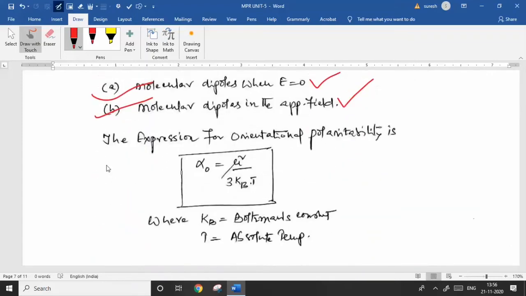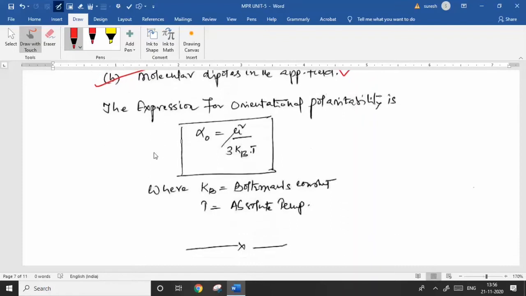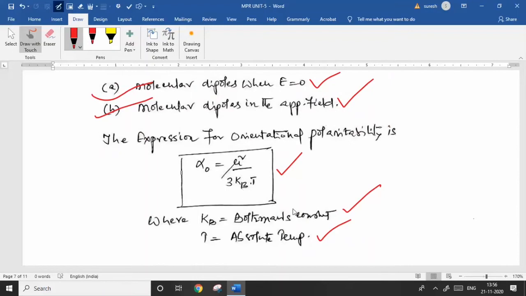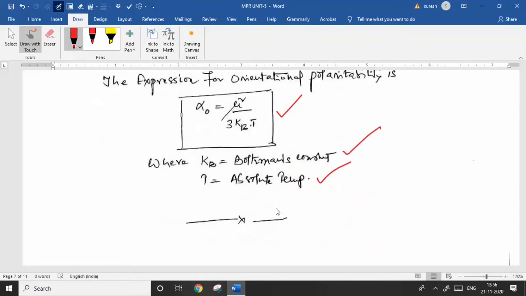Now, the expression for orientational polarizability: we have to remember just this equation, no need of deriving it. Alpha O is equal to mu square by 3 kBT. Let me explain what the terms in this formula are. Mu is called the dipole moment, kB is called Boltzmann's constant, and T is called absolute temperature.